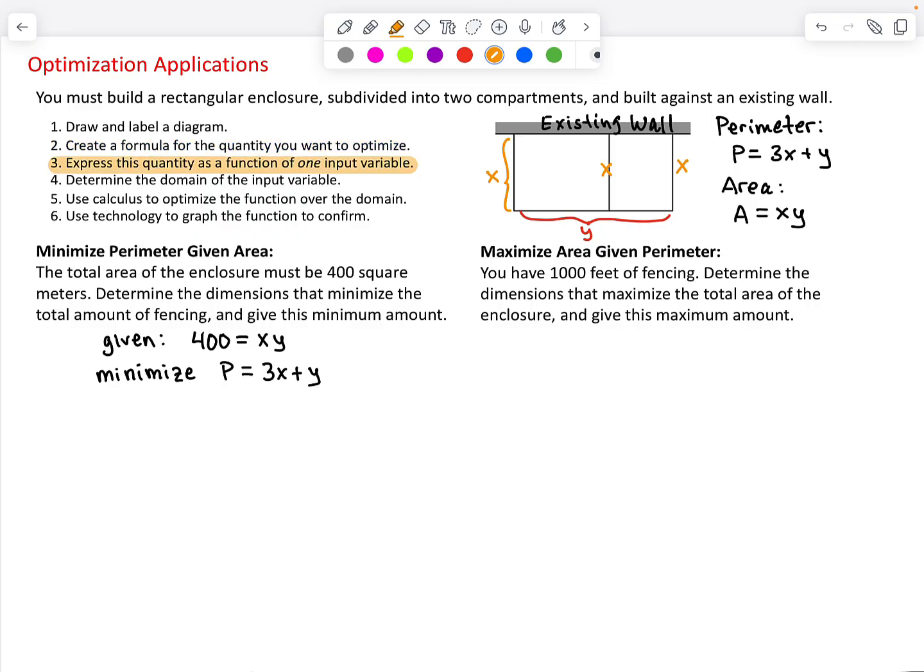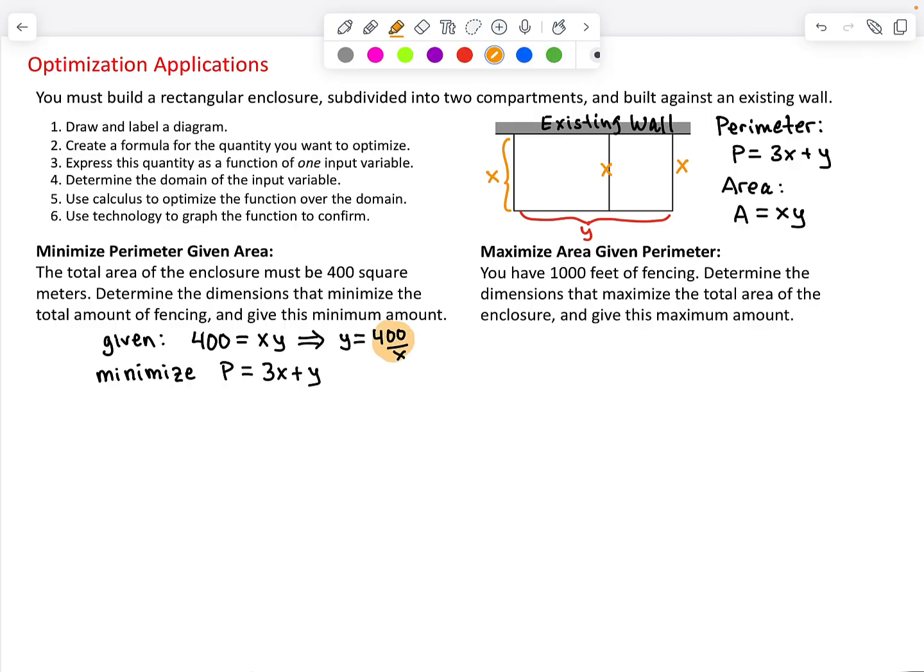Step 3 is to express this quantity as a function of one input variable. Currently, perimeter is dependent on knowing both X and Y. We need to reduce this down to one input variable. The key to do this will be the given information about the area. Since the area must be 400, therefore Y is equal to 400 divided by X.